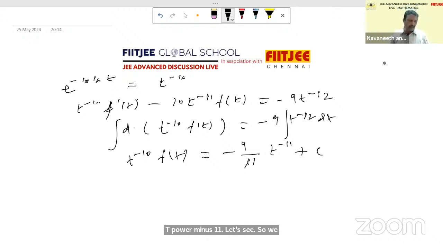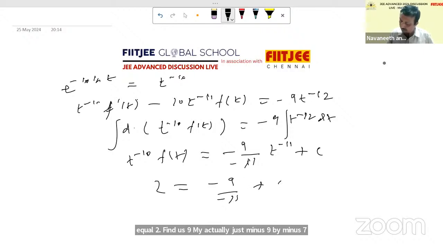So we can clearly see it is given that f of 1 is equal to 2. f of 1 is given to be 2. So I will be getting 2 equal to minus 9 by minus 11 plus c. So c will come out to be 13 by 11.